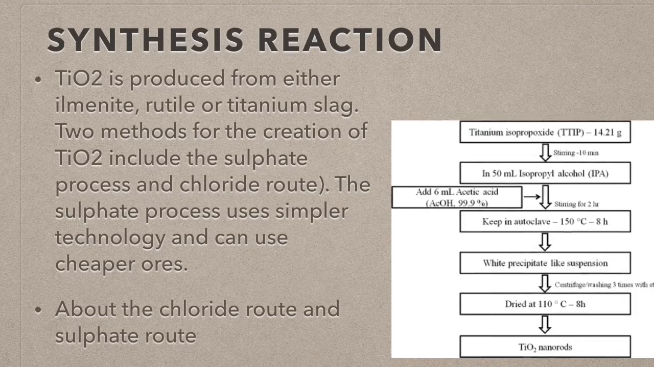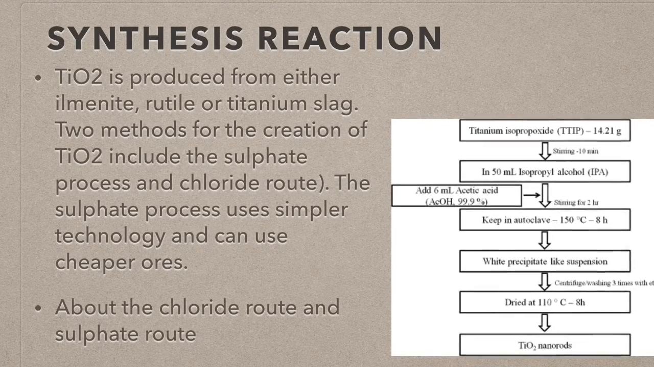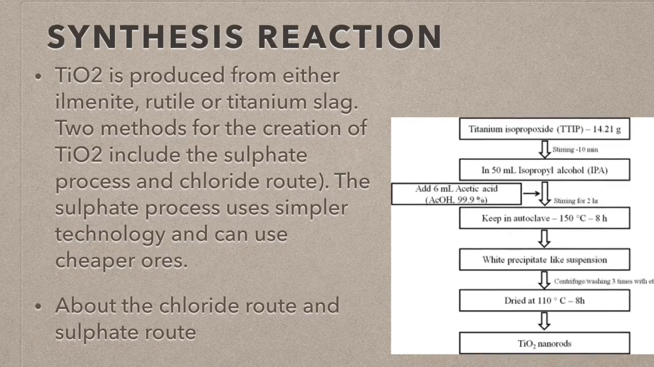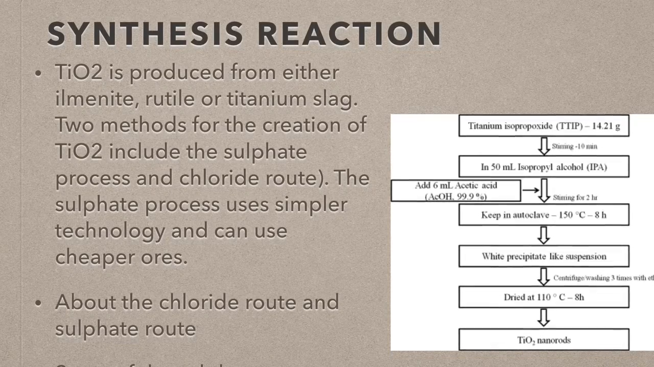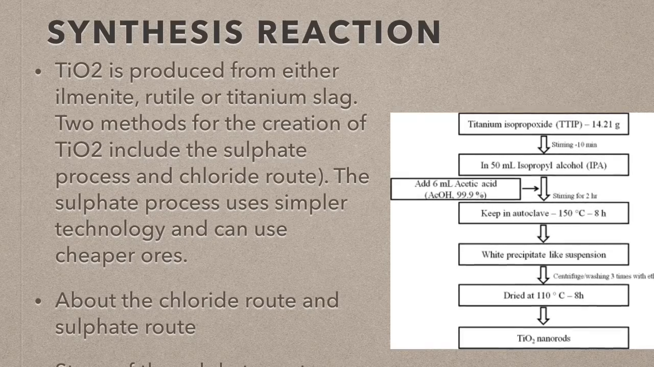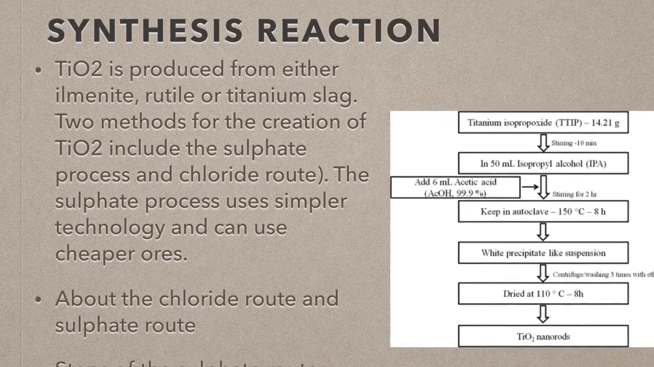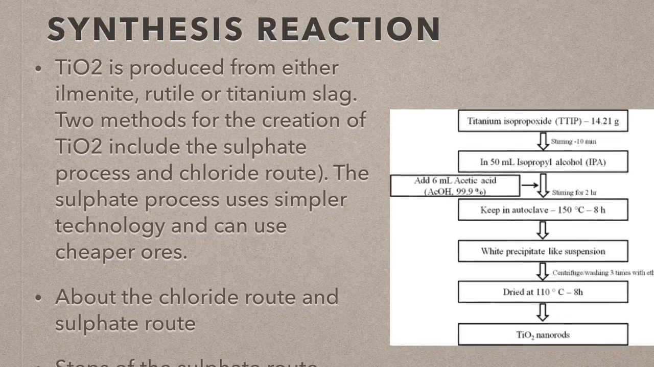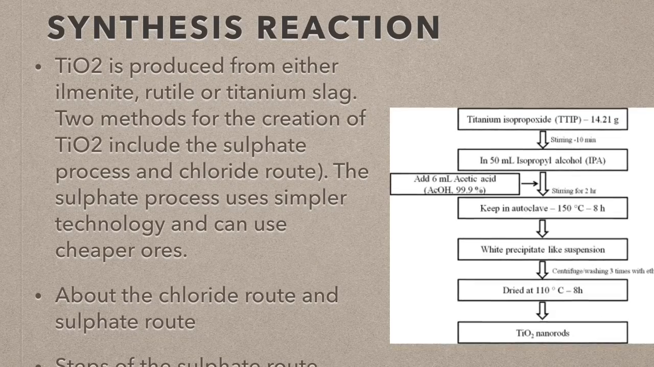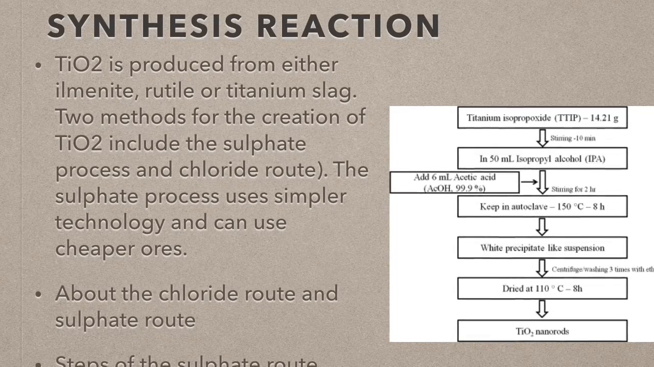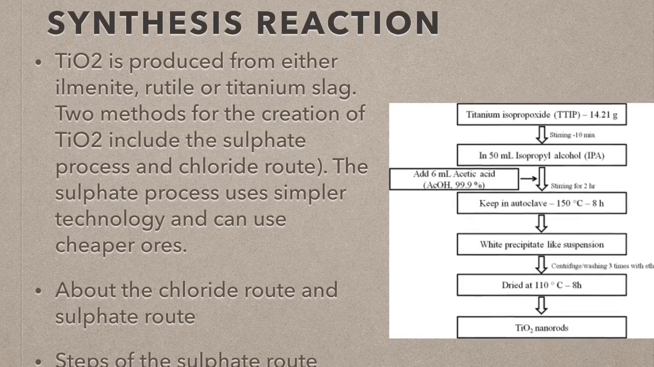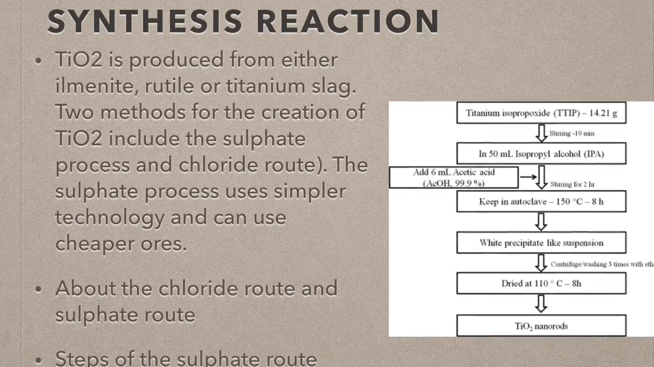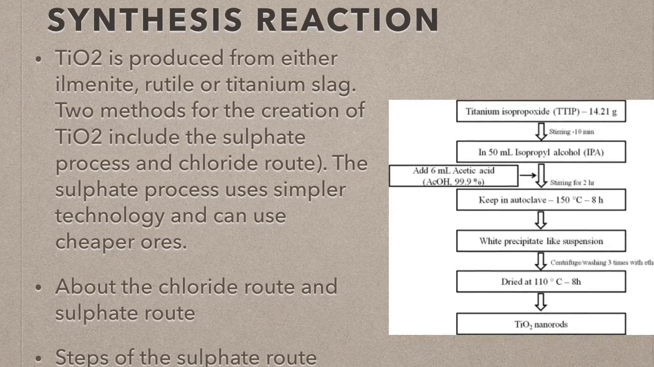Titanium dioxide is produced from either ilmenite, rutile, or titanium slag. Titanium pigment is extracted by using either sulfuric acid through the sulfate process or chlorine through the chloride route. The sulfate process employs simpler technology than the chloride route and can use lower grade, cheaper ores. However, it generally has higher production costs and with acid treatment is more expensive to build than a chloride plant.